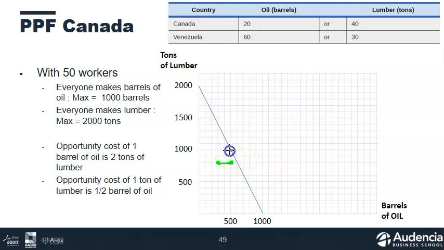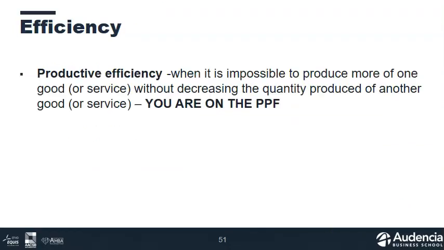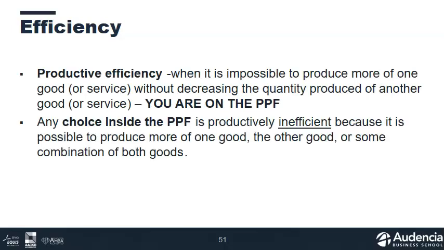But if I'm here, I'm at 500 barrels of oil and 1,000 tons of lumber. Suppose I want to produce more. I want to produce 600 barrels of oil. Well, to produce 600 barrels of oil, I can't just pop over there. That doesn't exist. I have to come to here. I have to give up something. So if I'm on this line, the only way to increase production of one good or the other is to give up production of something else. In the other case, I could increase production of one good without giving up anything, and so I'm not productively efficient. To be productively efficient, you need to be on the production possibilities frontier. A choice inside is productively inefficient.